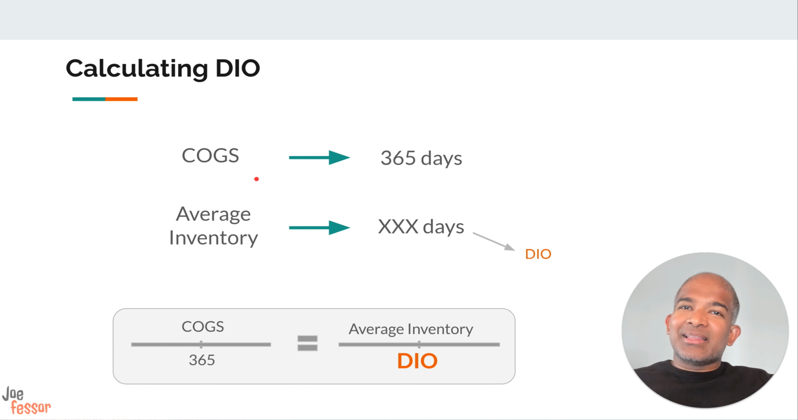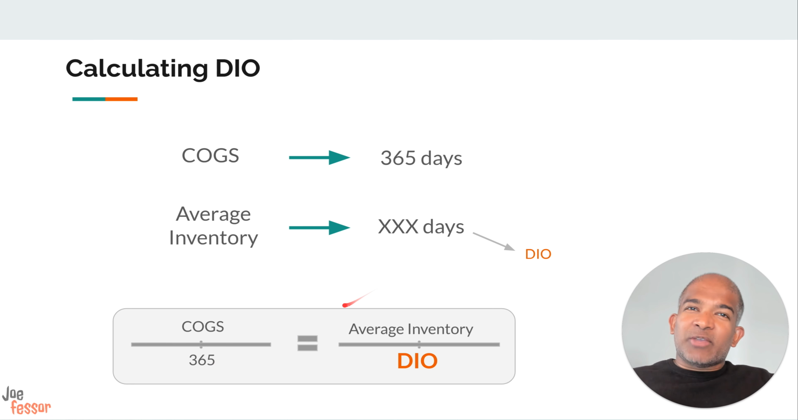Here we can see that if COGS represents 365 days of inventory usage, we can then consider average inventory represents an unknown number of days. This unknown number of days is essentially our DIO. In other words, the average inventory on hand represents the number of days worth of COGS. This relationship can be expressed algebraically as shown here. Okay, COGS divided by 365 should be equal to average inventory divided by DIO.